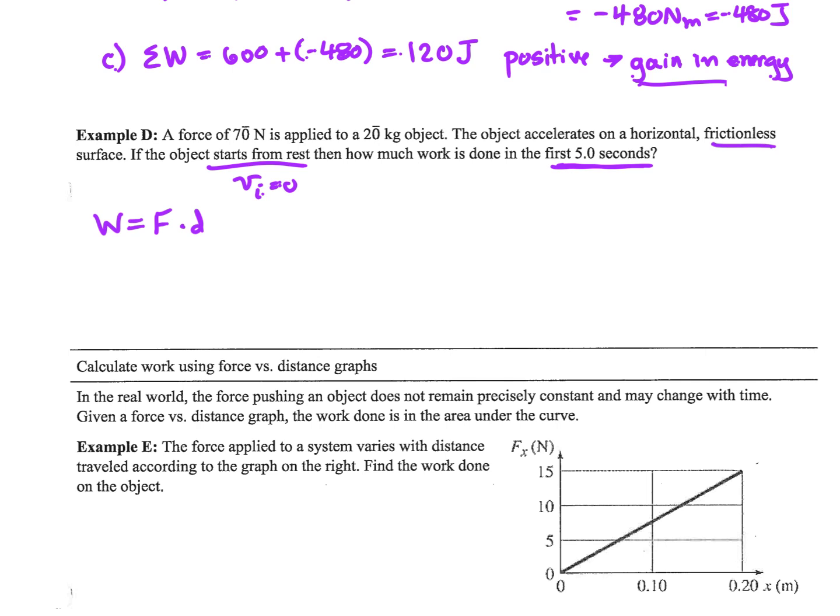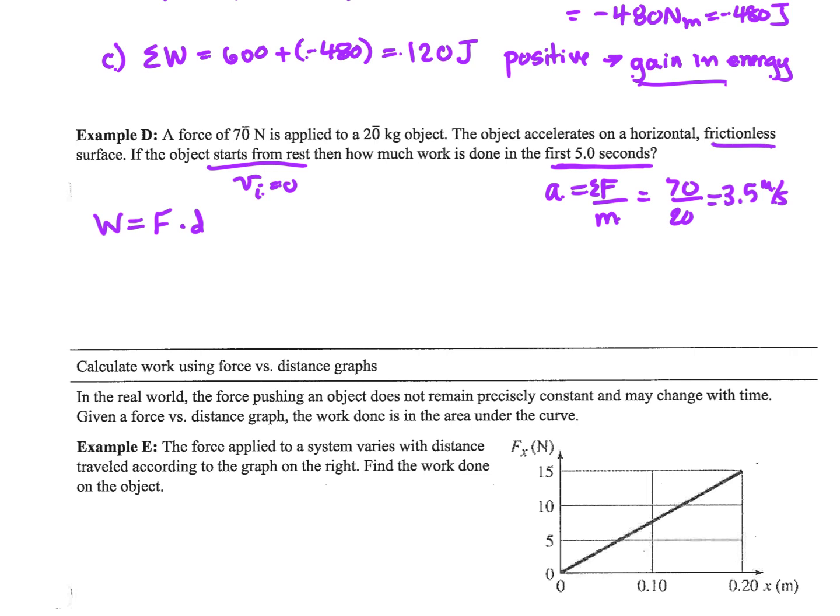Acceleration is equal to force divided by mass, right? Sum of the forces. Well, the only force we have is 70 divided by the mass of 20, which leaves us with 3.5 meters per second squared. So that's how it's accelerating. So now we can use kinematics, can't we?